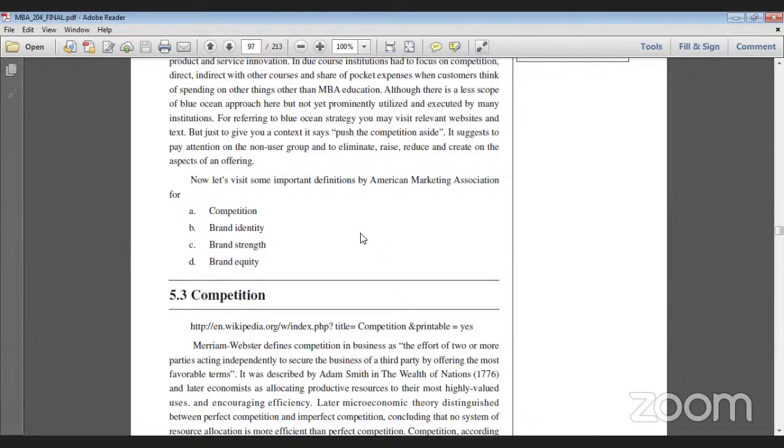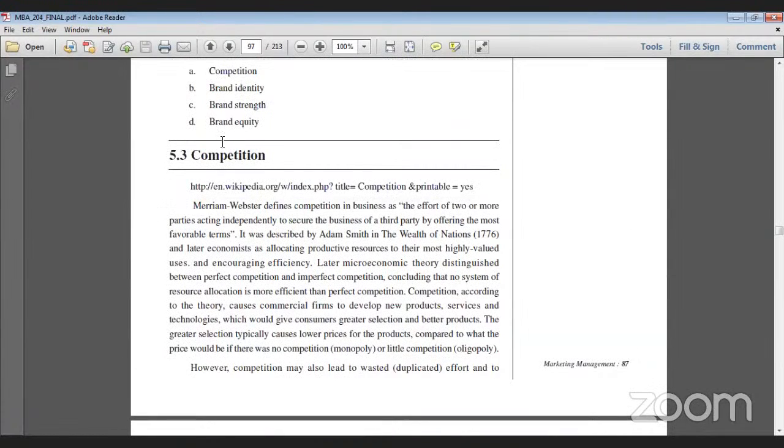This is one of the most important marketing strategic activities. Over here you can say it's a kind of competition, brand identity, brand strength, brand equality, right? So these are all important factors. Now, competition. Competition in business is the efforts of two or more parties acting independently to secure the business of a third party by offering the most favorable terms.